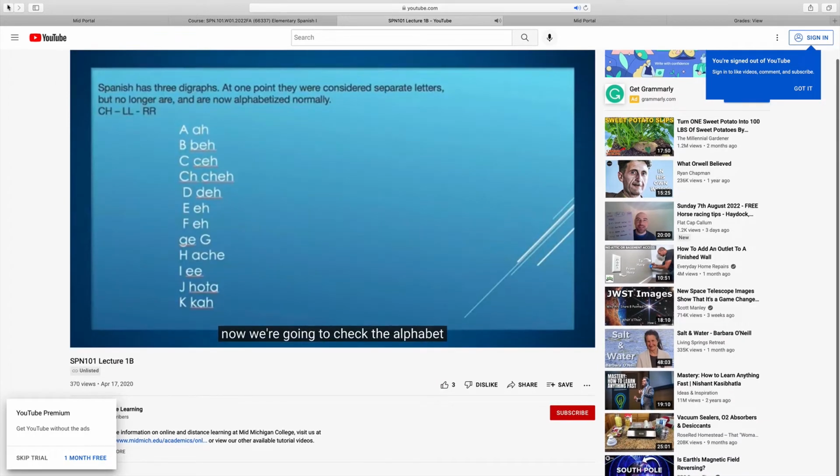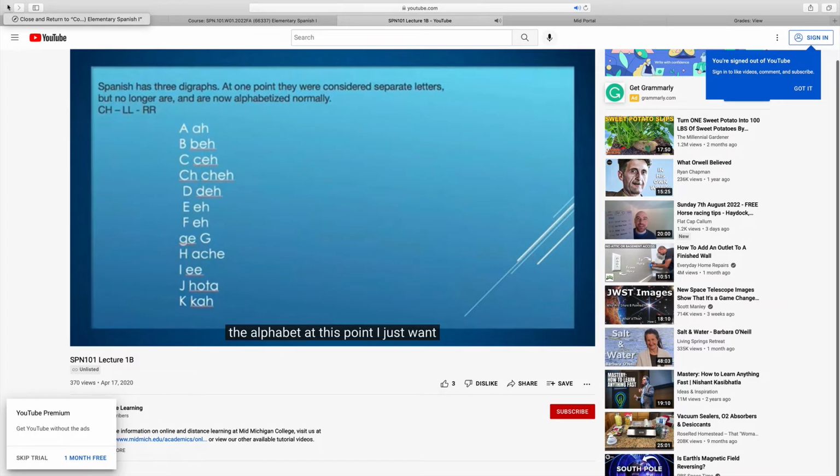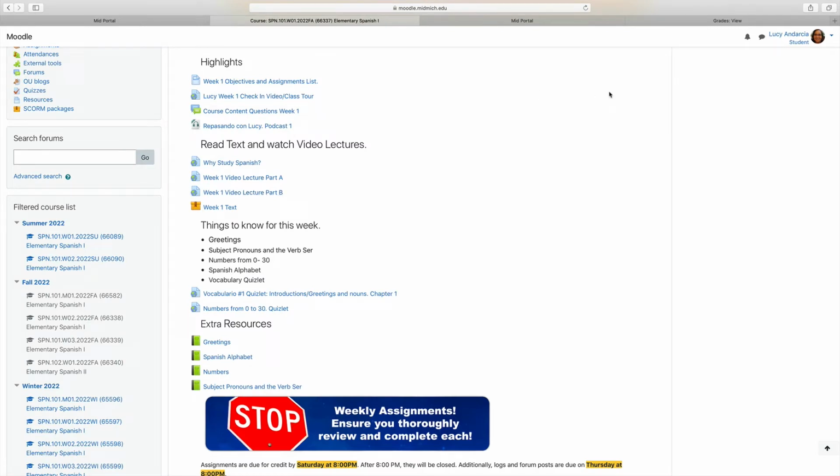Now we're going to check the alphabet. At this point, I just want you to check it out and you're going to see myself talking to you, explaining the lectures. Like I say, I don't like the lectures to go more than 15 minutes. I try to avoid it. So sometimes I put it into blocks if it's needed, so you can check one today and the other one later on.